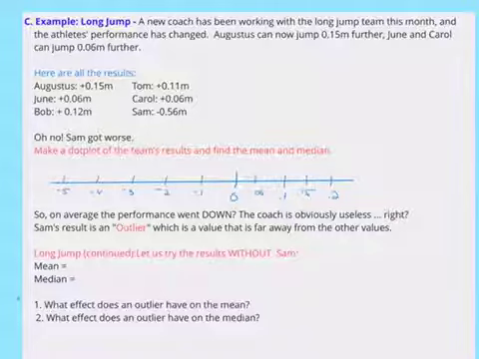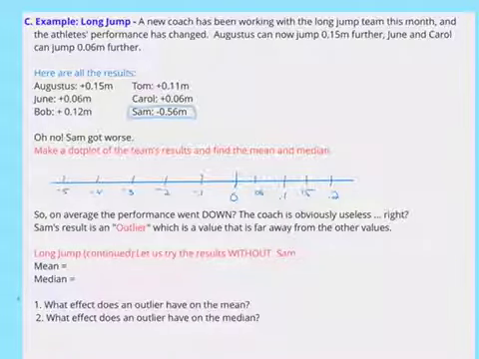All right, let's take a look at an example. This here is a long jump example. A new coach has been working with a long jump team for a month, and the athlete's performance has changed. So for example, Augustus can now jump 0.15 meters further. June and Carol both can jump 0.06 meters further. So they've grown in the length that they can jump. Here we have some data, and we can see that everybody is positive except for we have Sam here. Sam has actually jumped worse than what he was jumping previously.